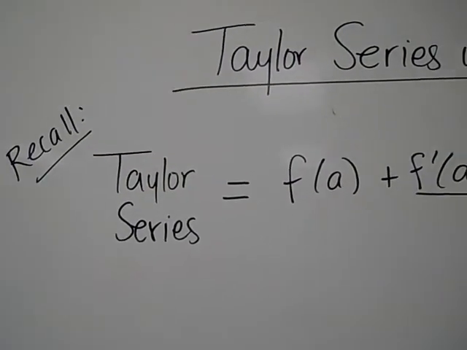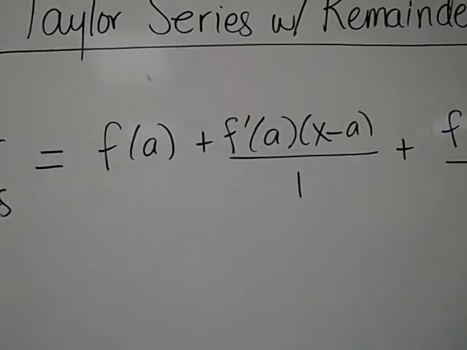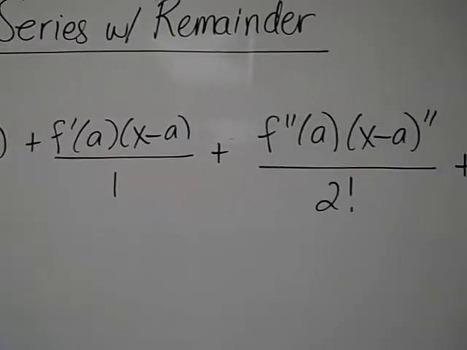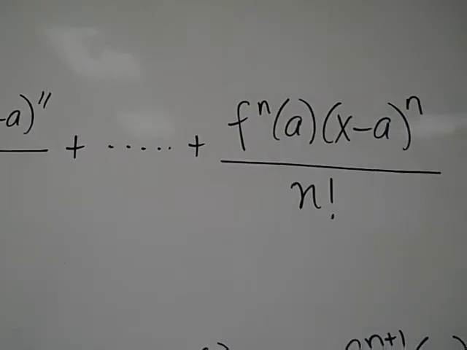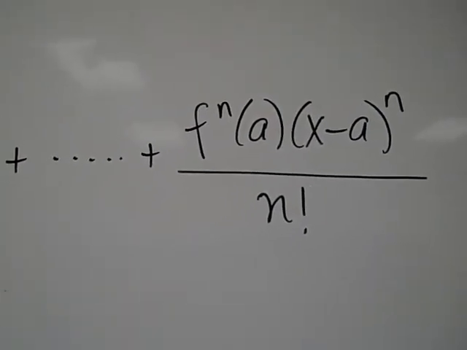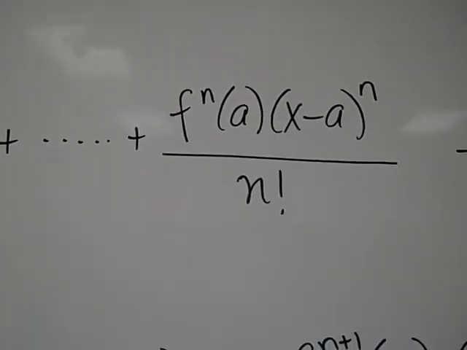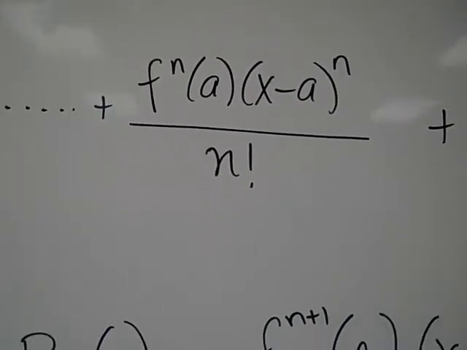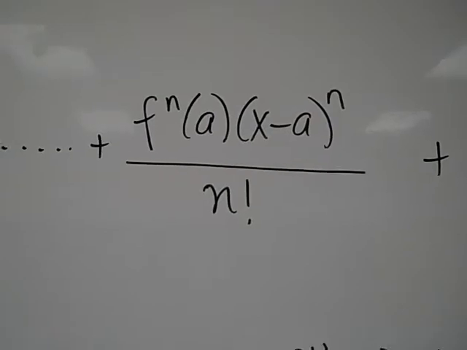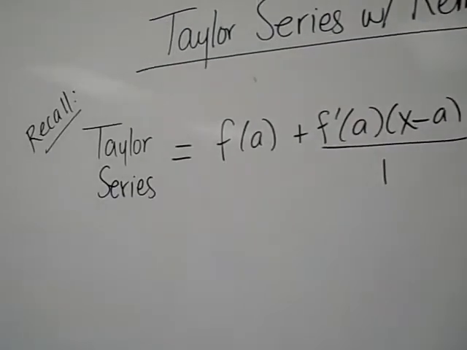And a Taylor series is written like this: f of a plus f prime of a times x minus a, f double prime of a, and so on, all the way until you have its, quote, final term, the nth derivative of f times x minus a to the n over n factorial. So here's your basic Taylor series.